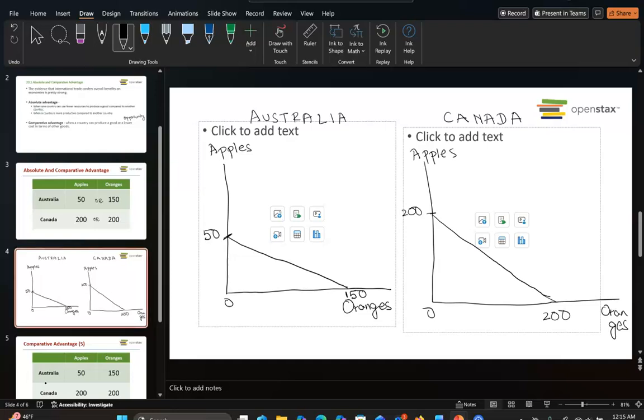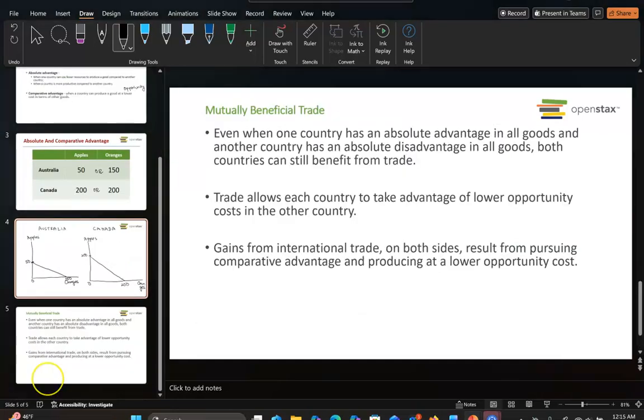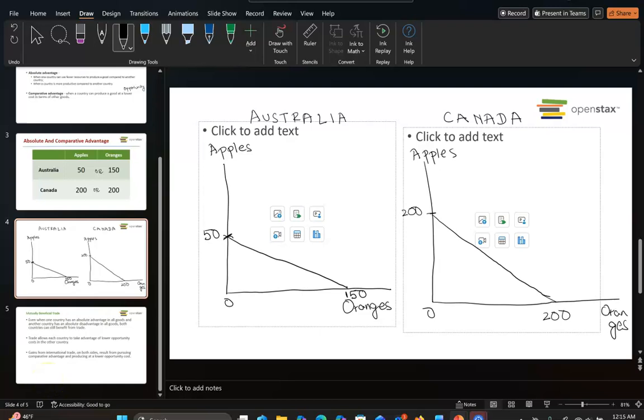Australia can be at this point. Let's say this is point A, producing 0 oranges and 50 apples. Or it can be at this point where it is producing 0 apples and 150 oranges. This is the production possibility frontier of Australia.